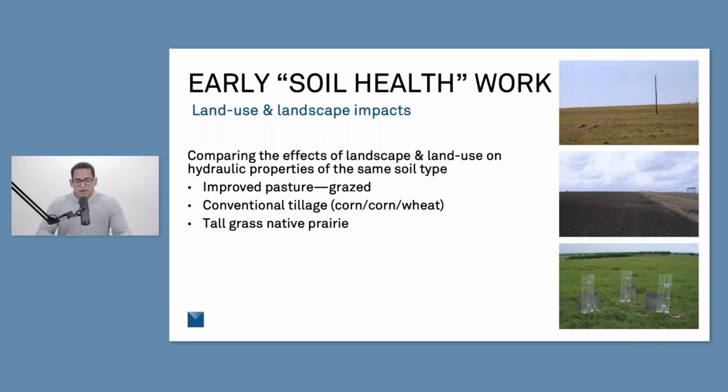And so with this study, we wanted to compare 3 different land uses. We wanted to compare an improved pasture site, which you can see a picture of on the upper right, which is just a traditional, conventional, or continuous grazing site. We wanted to compare it against a conventional tillage site, which was in a corn, wheat rotation, which you can see in the image in the middle. And then a tall grass native prairie, which you can see in the bottom right. And you can also see the old double ring infiltrometer setup that we used for these measurements during that study. This was probably about 17 years ago now.